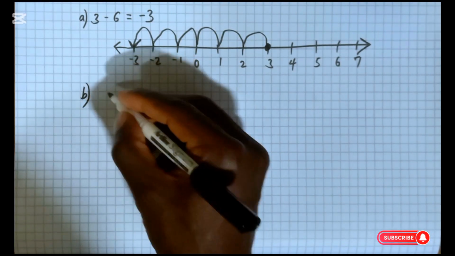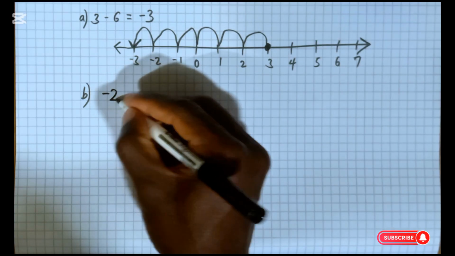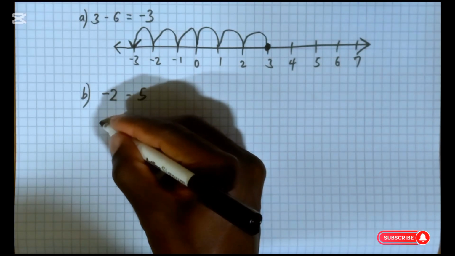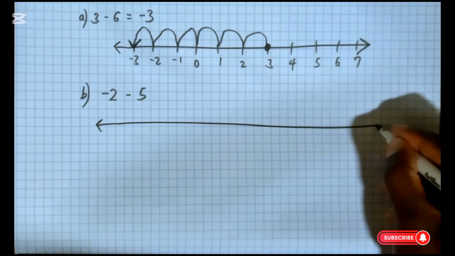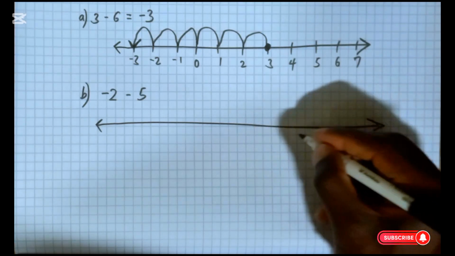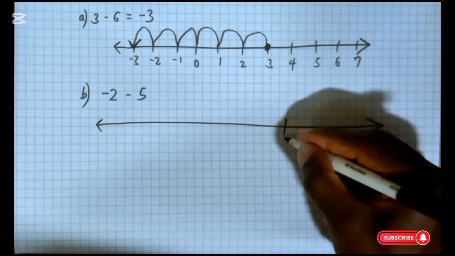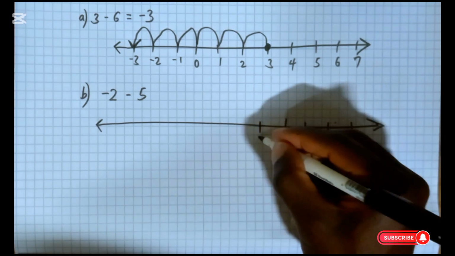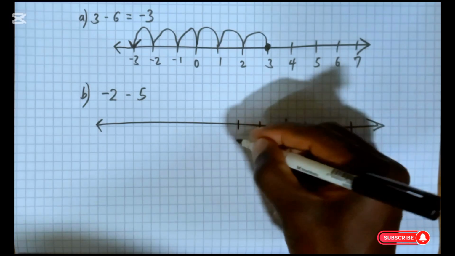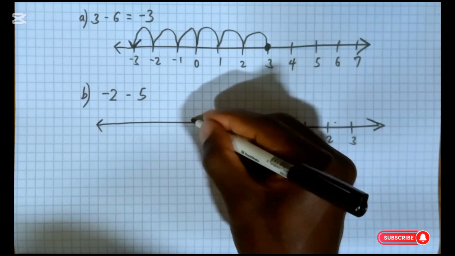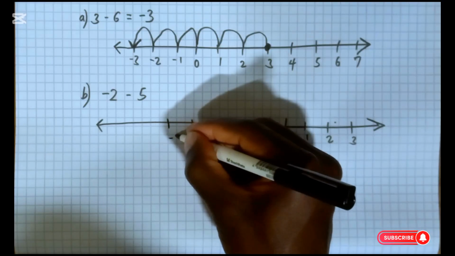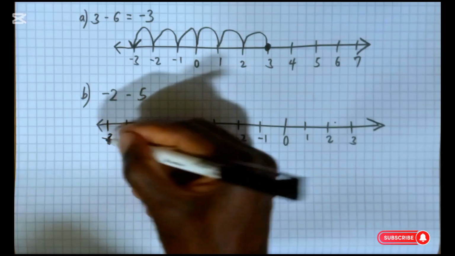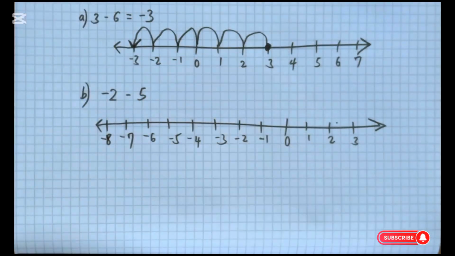So for our next example, we are having negative 2 minus 5. Negative 2 minus 5. Again, we are going to draw our number line to aid us with this. Okay, so we are going to have it right there. And just here, we're going to have 0, 1, 2, 3. Then here we're going to have negative 1, negative 2, negative 3, negative 4, negative 5, negative 6, negative 7, negative 8. Of course, we can always keep counting the negative numbers.